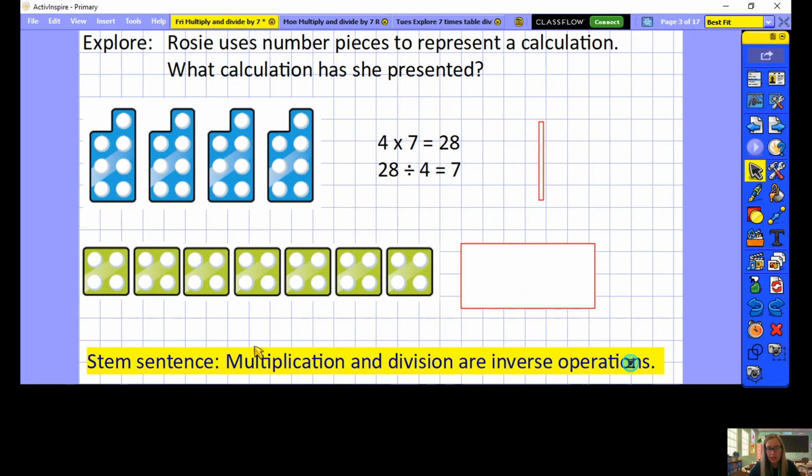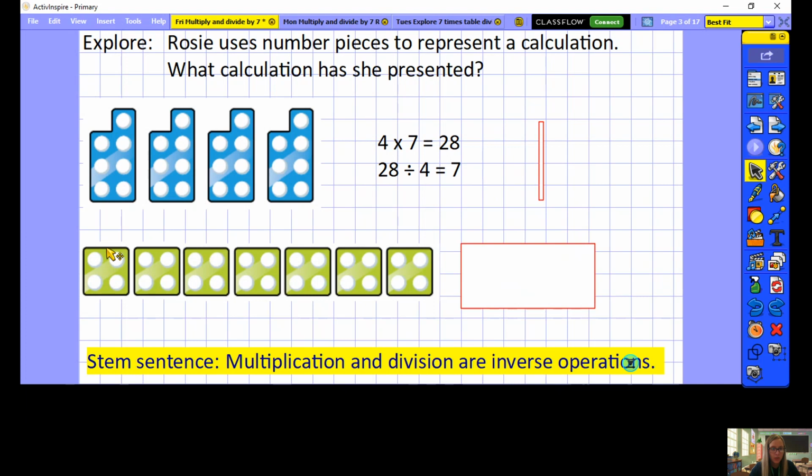So our stem sentence here to think about today, we use this word inverse quite a lot. And I want you to remember that multiplication and division are inverse operations. So say that sentence with me now. Multiplication and division are inverse operations. Brilliant.